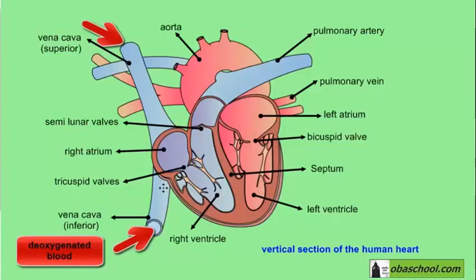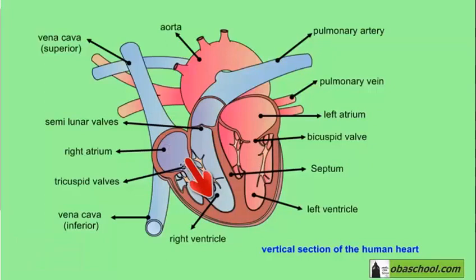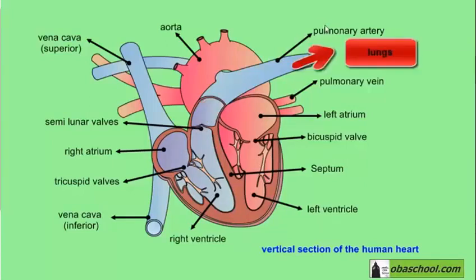As for deoxygenated blood, it collects in the heart from the superior and inferior vena cava. It specifically collects in the right atrium. When the right atrium contracts, it is going to force this deoxygenated blood from the atrium into the ventricle through the tricuspid valve, which opens under the pressure of contraction. Then the right ventricle contracts, forcing this deoxygenated blood into the pulmonary artery through the semilunar valves.